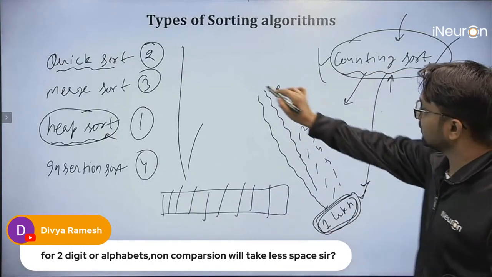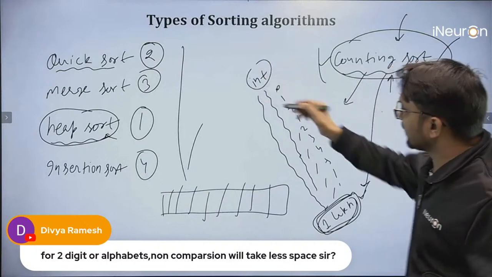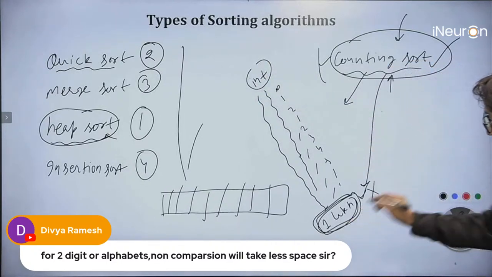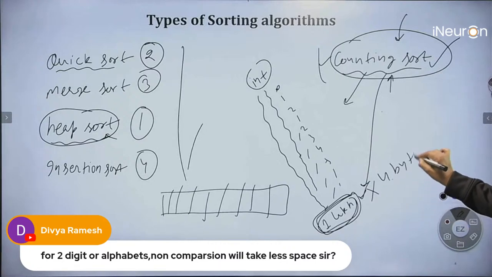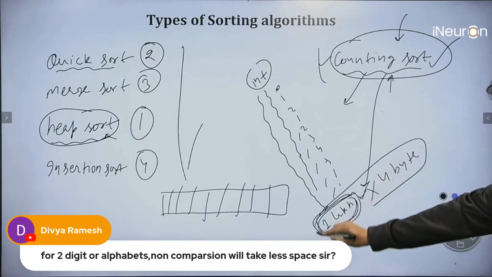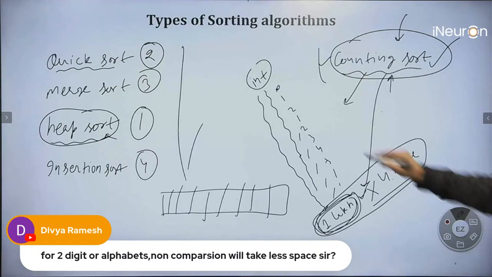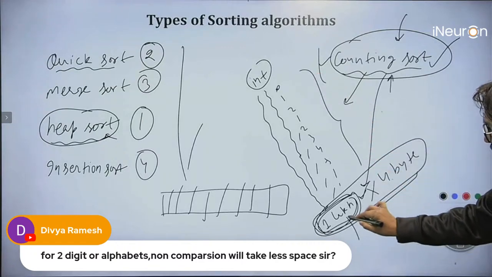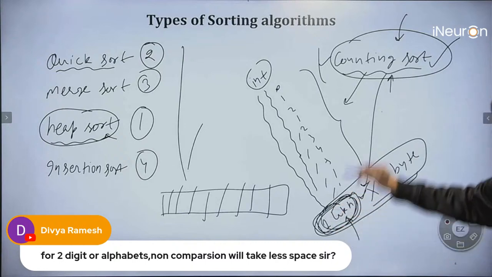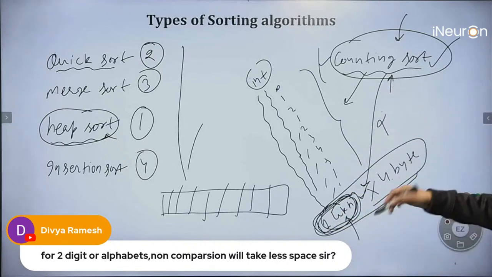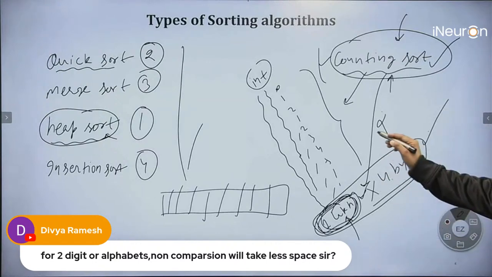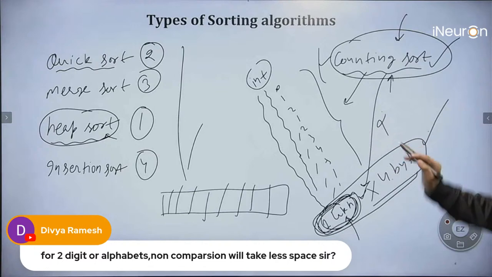Let's suppose your numbers are integers. Then how much space will you take? 1 lakh into 4 bytes. This much memory your counting sort will take to sort these numbers, just because of one big number. Counting sort cannot handle the big number. It can sort it, but it will consume your complete RAM.